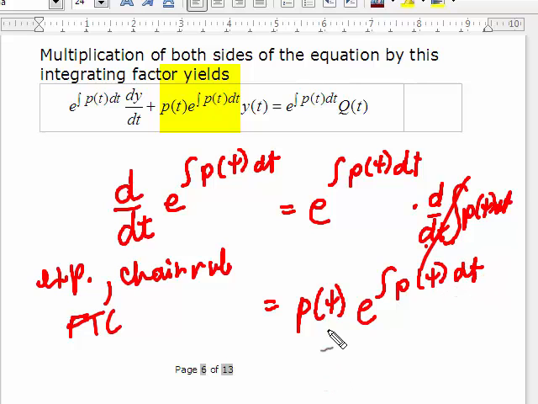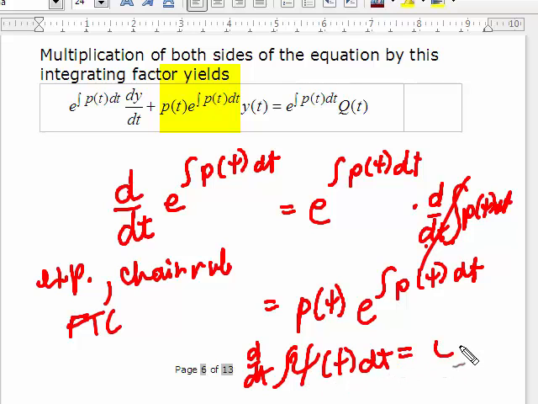So if I integrate something, okay, let me write that a little bit better. If I'm taking the derivative of the integral of psi of t dt, I'm going to get psi of t back. Okay?